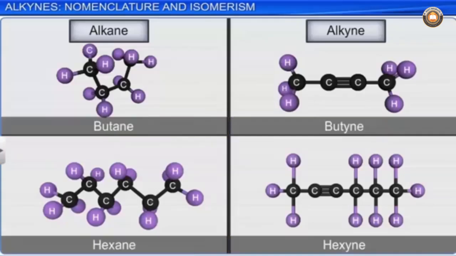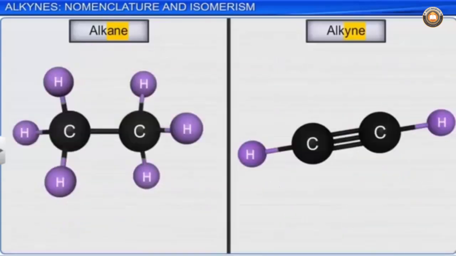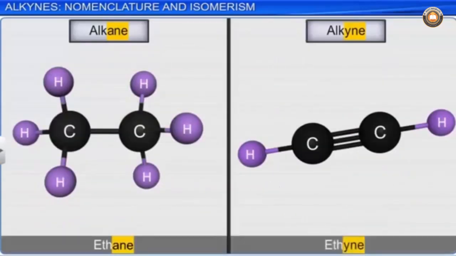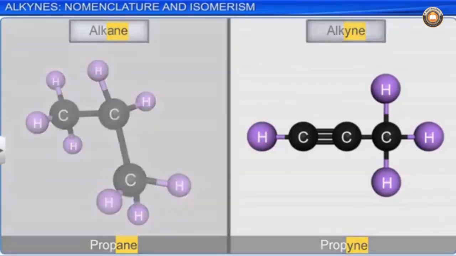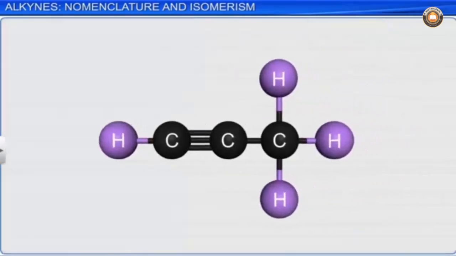In the IUPAC system, alkynes are named by replacing the ANE of the corresponding alkanes by the suffix YNE. For example, ethane becomes ethyne and propane becomes propyne. In a structure, the carbon atom with the triple bond is assigned the lowest number. This lowest possible number of the carbon atom also denotes the position of the triple bond.